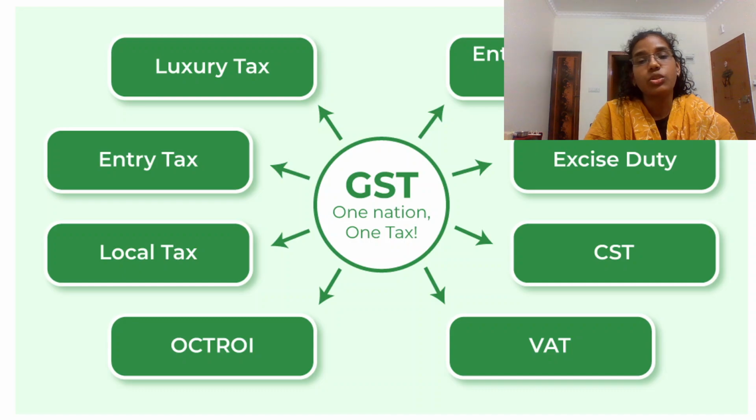And then the excise duty was charged at the time of manufacturing the goods. CST is the Central Sales Tax, which was charged by the central government when goods moved from one state to the other, in interstate transactions. And then VAT was charged by the state government at the point of sales. So the state governments were charging VAT at the point of sales.